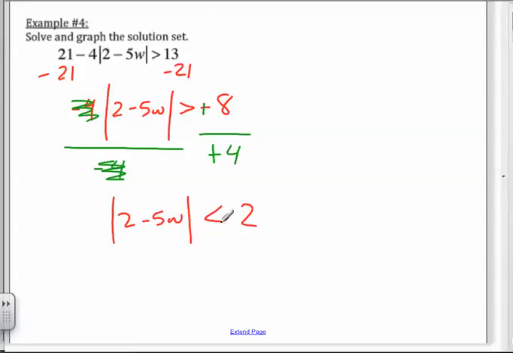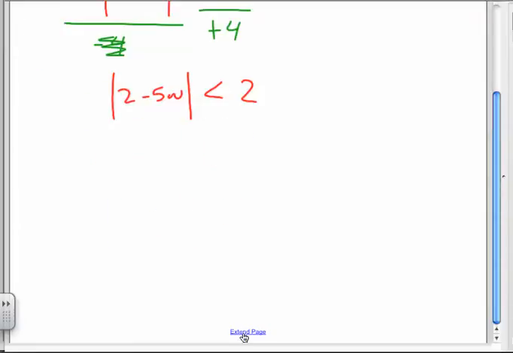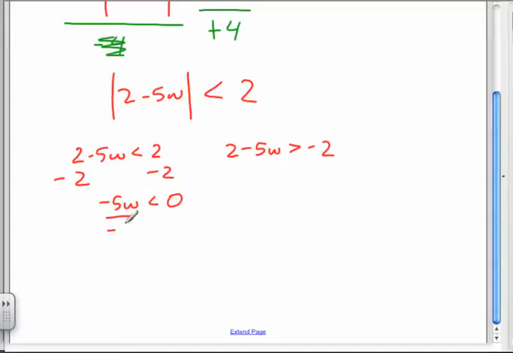Now, Alexander, I've gotten rid of all of the stuff outside of the absolute value. Now I'm ready to write my two inequalities. So I'm going to write 2 minus 5w is less than 2, and 2 minus 5w is greater than negative 2. Subtract 2 from both sides. I'm going to get negative 5w is less than 0. Divide by negative 5 on both sides. And now w is greater than 0.